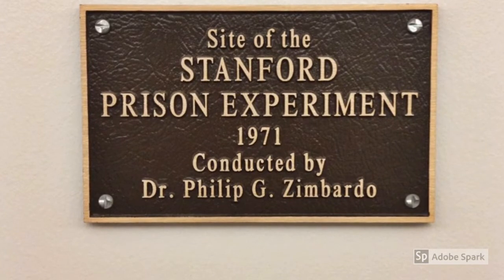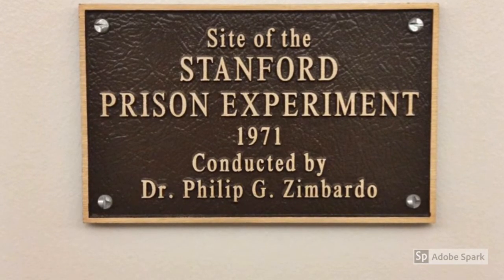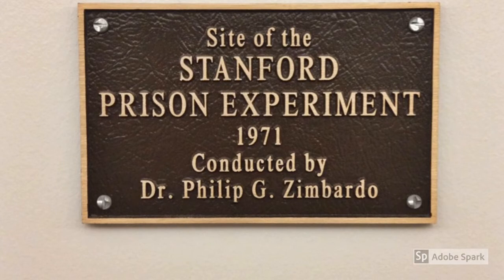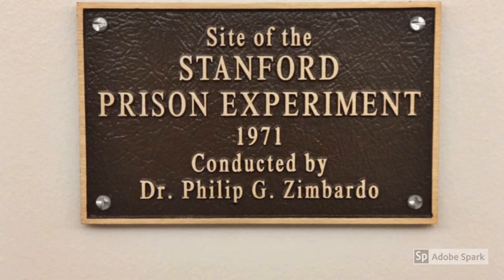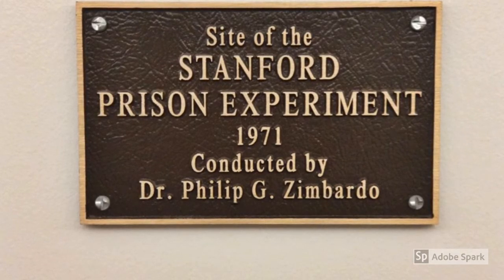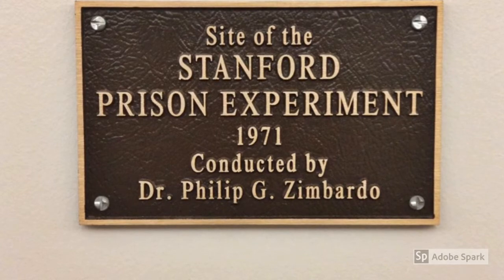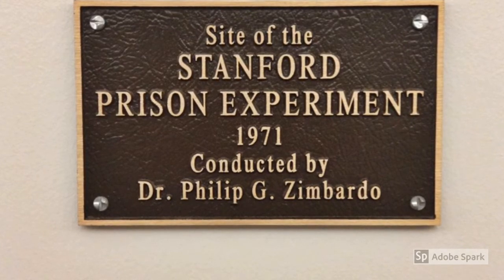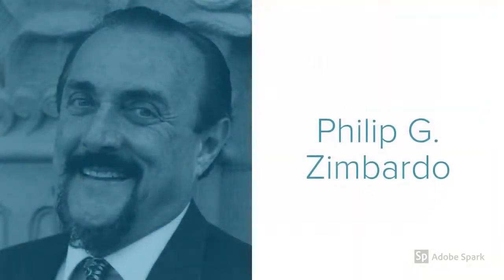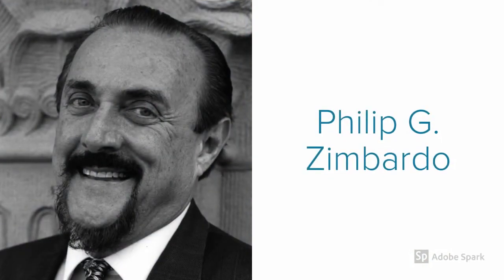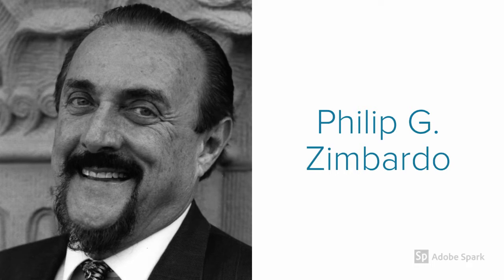The Stanford prison experiment took place on August 15th through the 21st of 1971 in the basement of Jordan Hall at Stanford University. The experiment was created to examine the psychological effects of authority and powerlessness in a prison environment. This is Philip Zimbardo, who is a psychologist known for his 1971 Stanford prison experiment. Zimbardo said that the experiment demonstrated the powerful role that a certain situation can determine the way that humans behave.